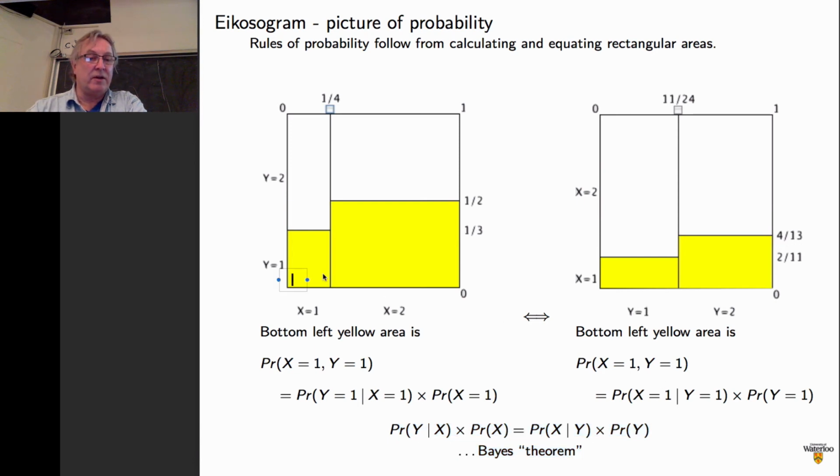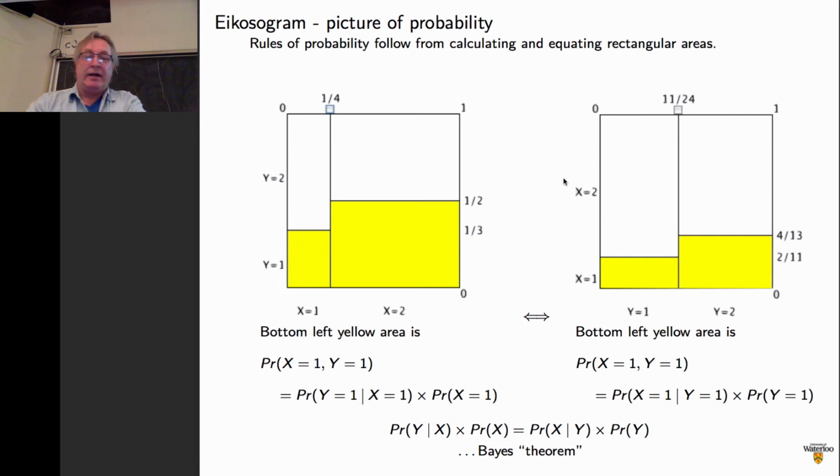If you can figure out the areas of rectangles, you can see why this theorem holds. The eikosogram kind of embeds the Bayes' theorem in it. That's why I say it's the picture of probability. Because the rules of probability and calculated things are all about equating rectangular areas. Okay?